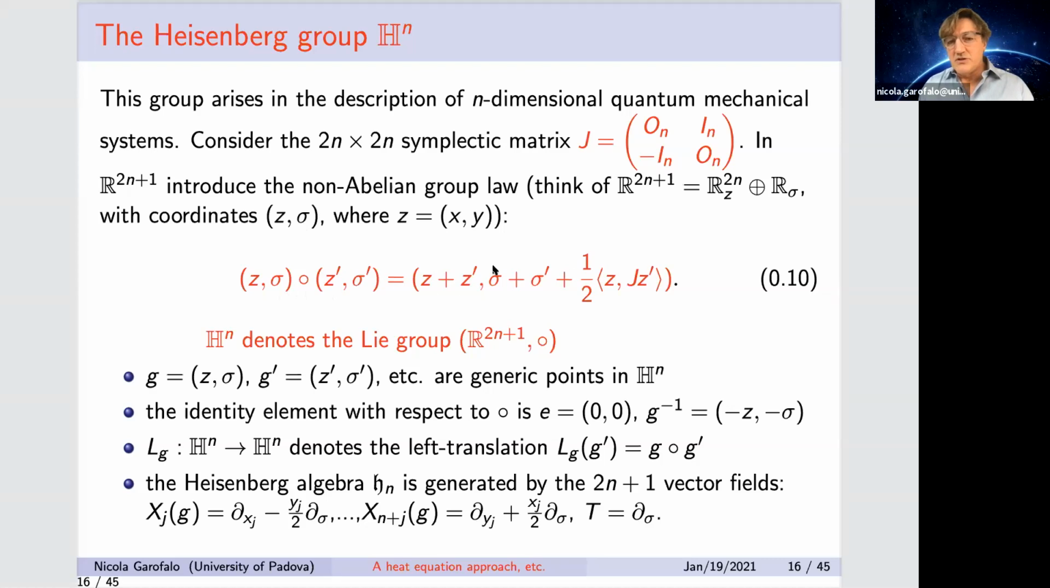So let me introduce this multiplication law in R^(2n+1). You see nothing happens here. This is just the standard Euclidean translations. In the variable sigma, there is this strange thing. With this object, this is a non-commutative group law. And R^(2n+1), endowed with this multiplication, becomes a Lie group. It's called the Heisenberg group.